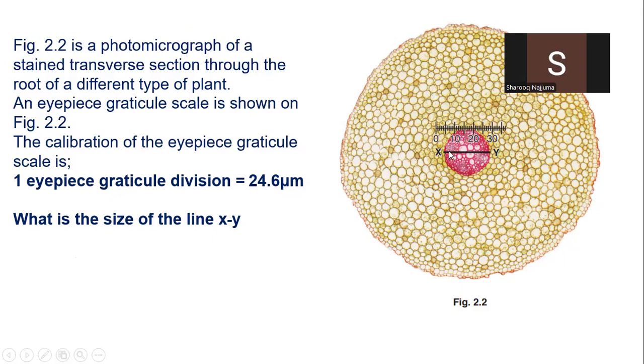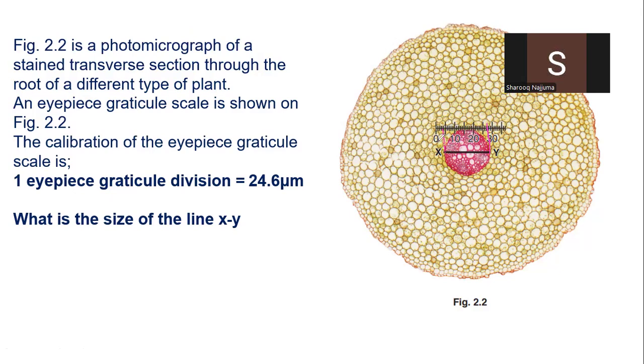You can see that this line XY is well aligned with the eyepiece graticule. So this is the eyepiece graticule. Remember, the eyepiece graticule has those small divisions. So what I'm going to do, I'll get a ruler and align this point X to see what it is matching with on this side, and then even this point to see what it is aligning with on this other side, and then count how many divisions are there in between.